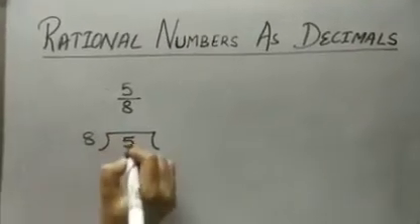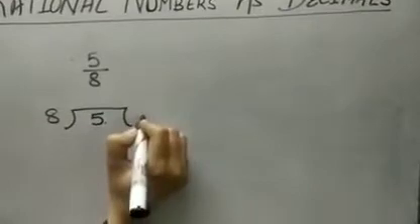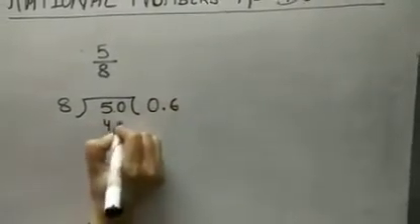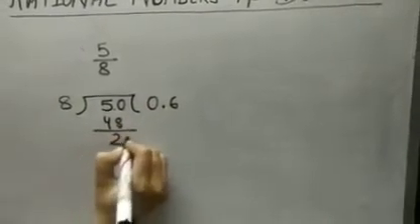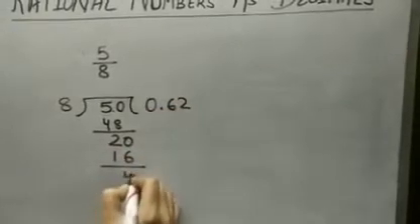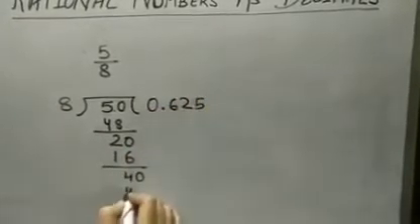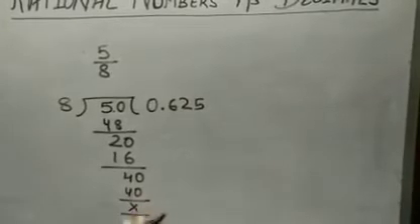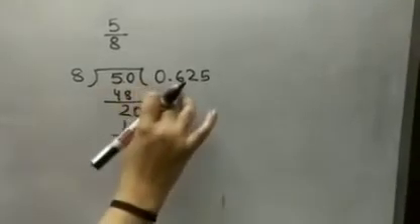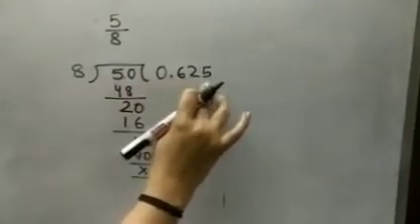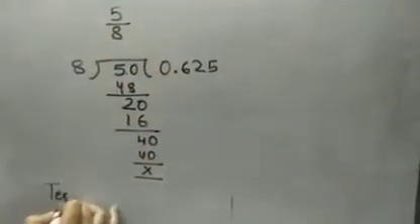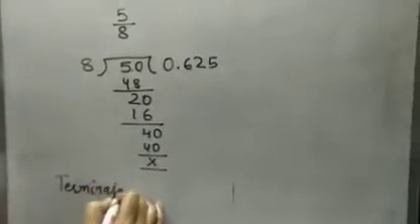Now 5 is not divisible. Start with decimal. 8 6s are 48. 8 2s are 16. 8 5s are 40. Now what we observe, the remainder is 0. If we get a finite number of digits in the decimal part, then this rational number has terminating decimal form.